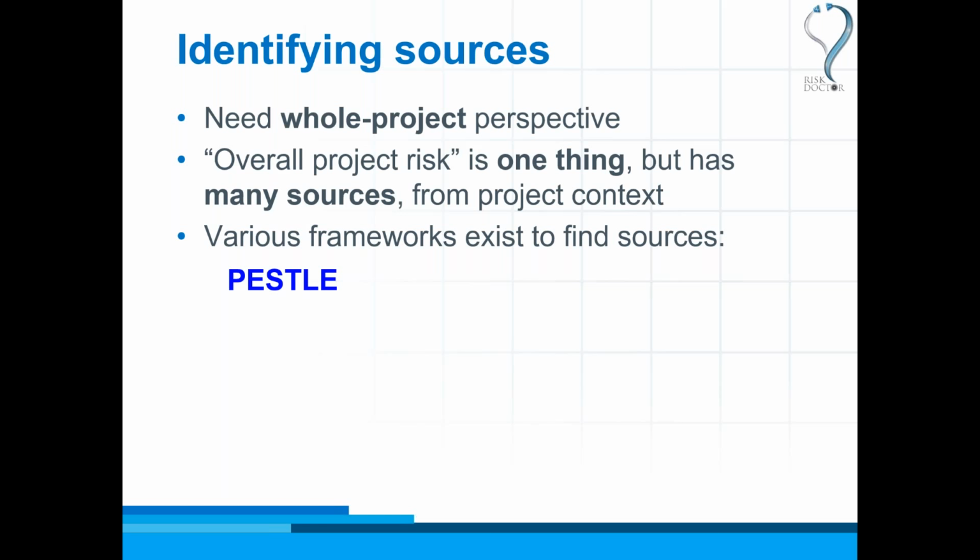It's six headings of things that we need to think about as potential sources of overall project risk. The first is political, then economic factors, social factors, technical factors, legal factors, and environmental factors. Political, economic, social, technical, legal, and environmental. And these six words are headings that we might consider when we're trying to identify the sources of overall project risk, things that make the project risky as a whole.